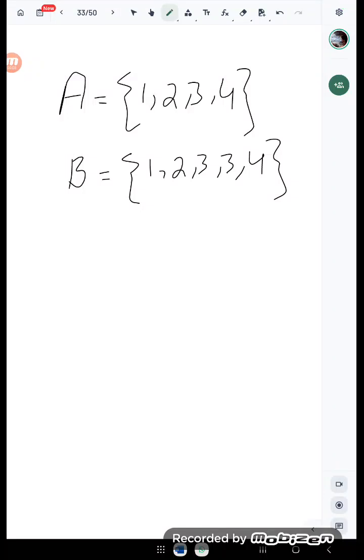Here are given two sets. We all know the definition of sets: sets are distinct objects, meaning there is no repetition in the elements. First we see set A, which contains elements 1, 2, 3, 4. There is no repetition in the elements, which means A is a set. But in B, 1, 2, 3, 3 and 4, there is a repetition in 3. That means B is not a set.